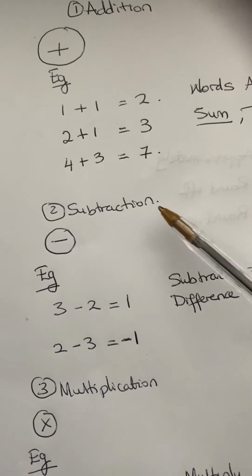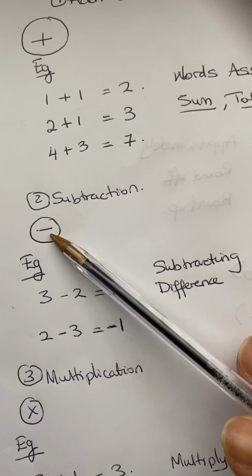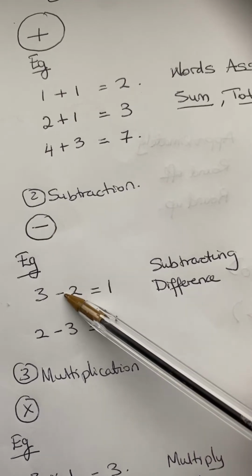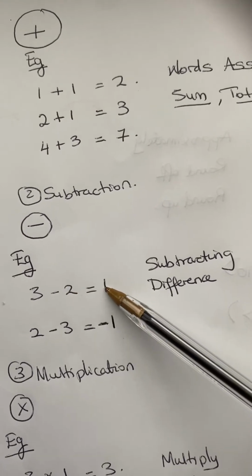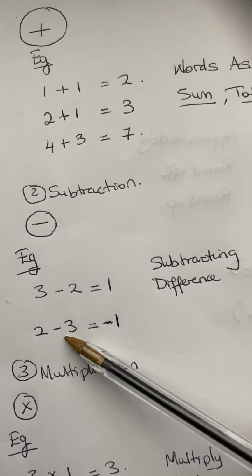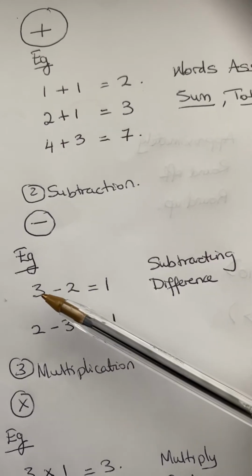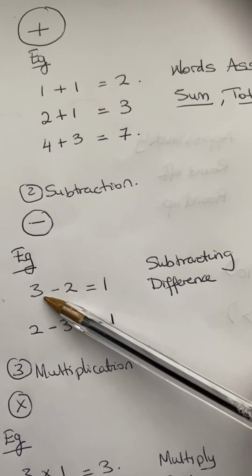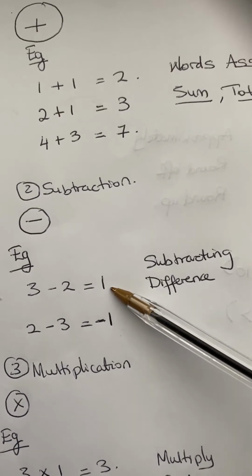The second one is subtraction. That is the symbol I've circled here. So 3 subtract 2 is 1. 2 subtract 3 is minus 1. The explanation of this is you have 3 pounds and you spend 2 pounds. You have a pound left.